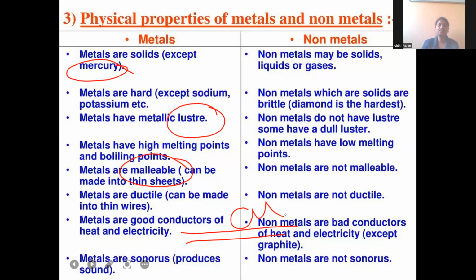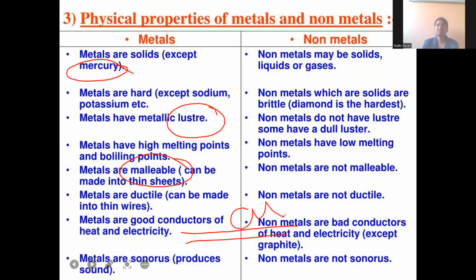The next one is metals are sonorous. Sonorous means the ability to produce a sound. So metals have a capacity to produce a sound. These are all the physical properties of metals.